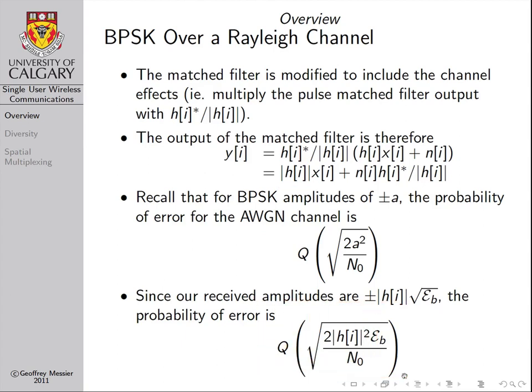I'm going a bit crazy with the lines here. We then get this expression at the bottom of the screen. And so this is the probability of error for a particular value of h. We know that h is a random variable. So if we took a particular value for that random variable, a particular realization, then this is what the probability of error would be.